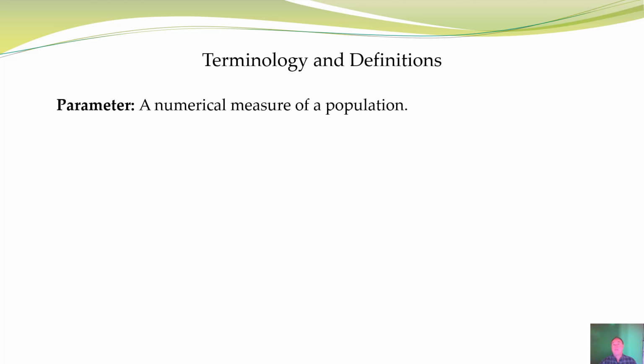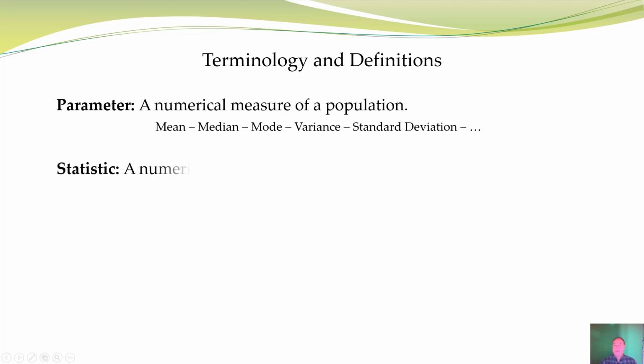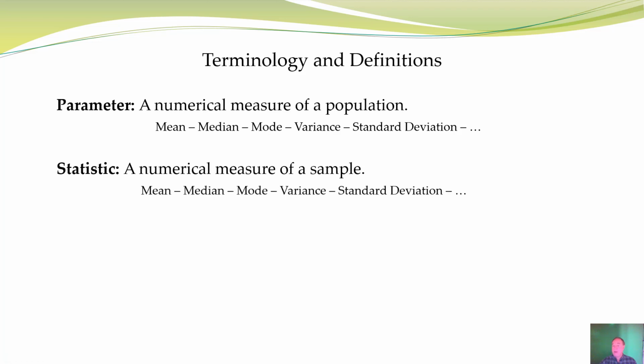Parameter. A numerical measure of a population. We can find the mean, median, mode, variance, standard deviation of the population. We'll talk about these in later chapters. Okay, if we're talking about a population, we call these parameters. Now, if we're talking about a numerical measure of a sample, mean, median, mode, variance, standard deviation, now we're talking about a statistic. So you're going to need to know whether you are dealing with a population or dealing with a sample.